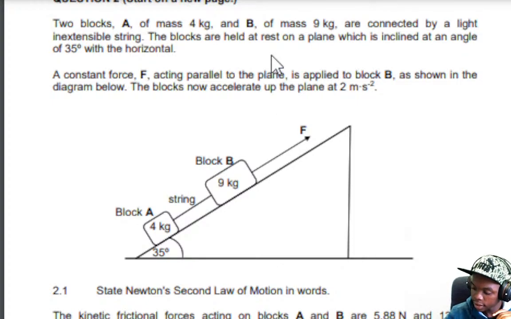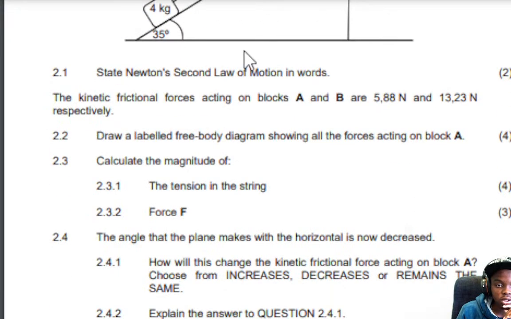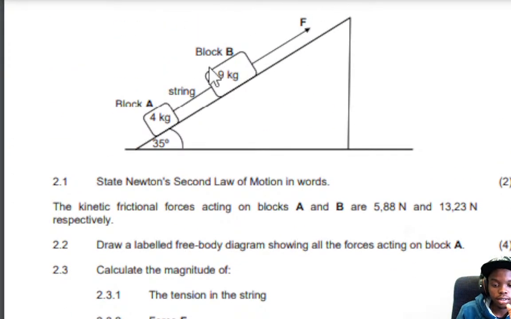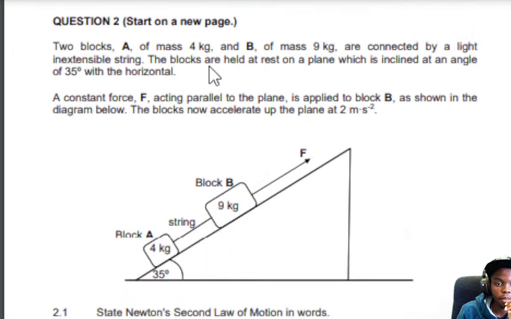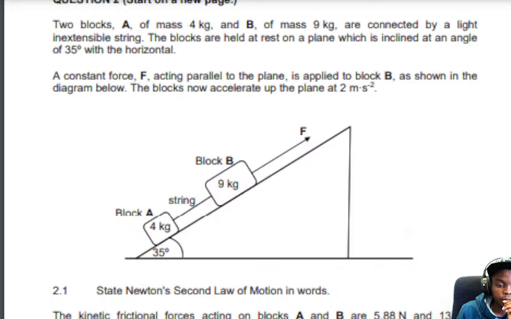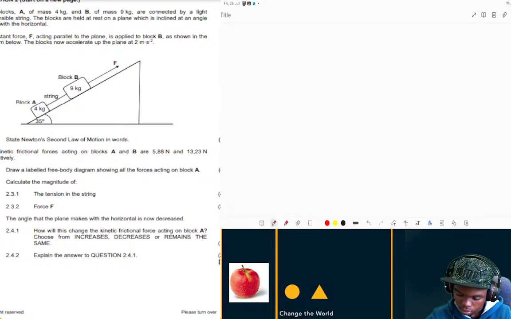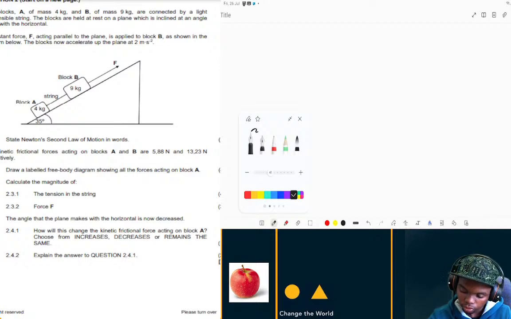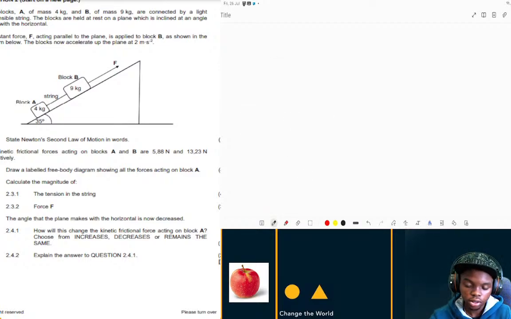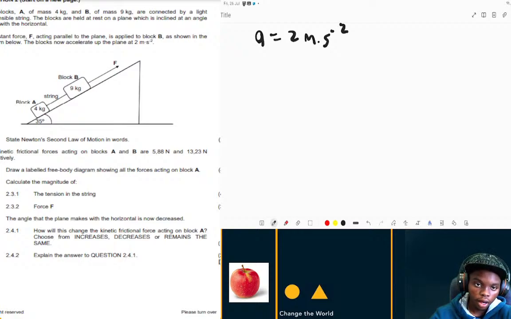So we have acceleration as well. Obviously the first question will say state Newton's law. Now let's discuss what we have. Here they told us that we have our acceleration, which is 2 meters per second squared, and they told us that it's going up the incline. And so let's start with the free body diagram for our 2 blocks.